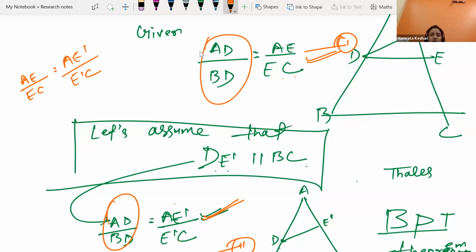You can take any other alphabet. If you don't want to take E dash, you can take another. E dash is just another name. Aisha, in place of E dash you can take M, N, O, anything. It doesn't matter. We have just given a new name. You can take M, you can take N. It doesn't matter.